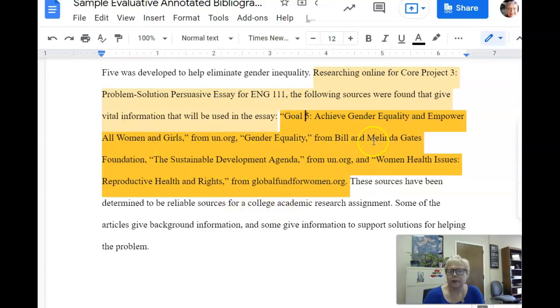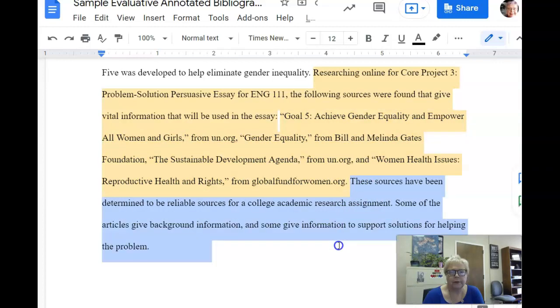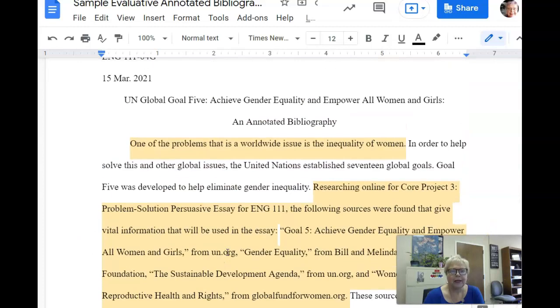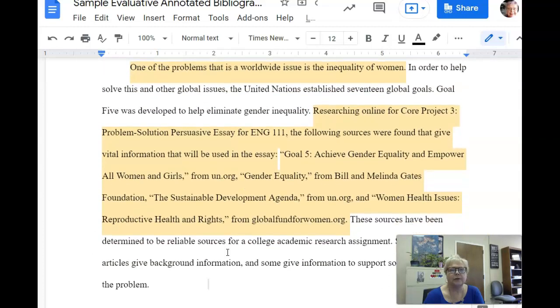And look at the punctuation. Do your punctuation the same way. And then my final statement for this paragraph, these sources have been determined to be reliable sources for a college academic research assignment. Some of the articles give background information, and some give information to support solutions for helping the problem. Now, somebody reading this list of sources knows why you research them, how you research them, and what they actually are.